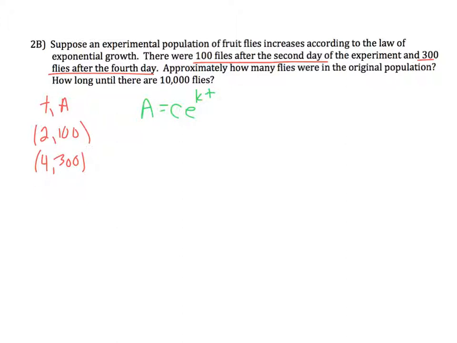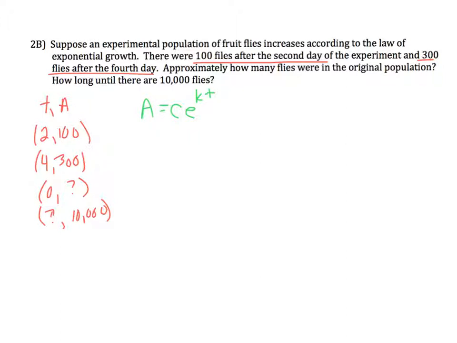Interesting. So we're actually asked two questions here. We're trying to figure out at time 0, what's my amount? And then how long until there are 10,000 flies? So again, just thinking about the algebra here, once I get my equation to have a C value and a K value, then I'm down to an equation with two variables, A and T, and I can plug in one, find the other, and vice versa.